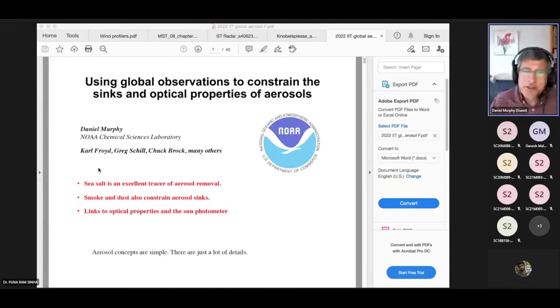I'm going to talk about sea salt, which doesn't get a lot of attention as an aerosol, and it turns out to be a really excellent tracer of aerosol sinks. A little bit about smoke and dust, and then I'll talk about some optical properties in the sunphotometer that I know there's interest from your institution.